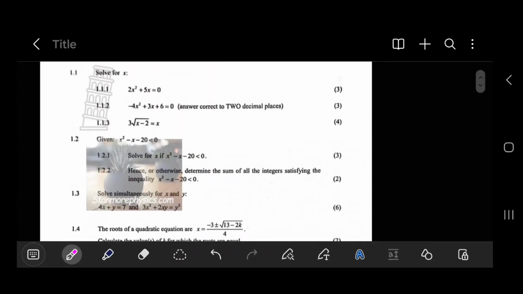Now, looking at 1.1.2, we've got negative 4x squared plus 3x plus 6 equals 0. And in brackets, it says answer correct to 2 decimal places. So we know that for questions like this, where it says answer correct to 2 decimal places or answer correct to 1 decimal place, these are questions where we have to use the quadratic formula to solve it, because we are going to get decimal answers. So it's not actually a trinomial that we can factorize on our own.